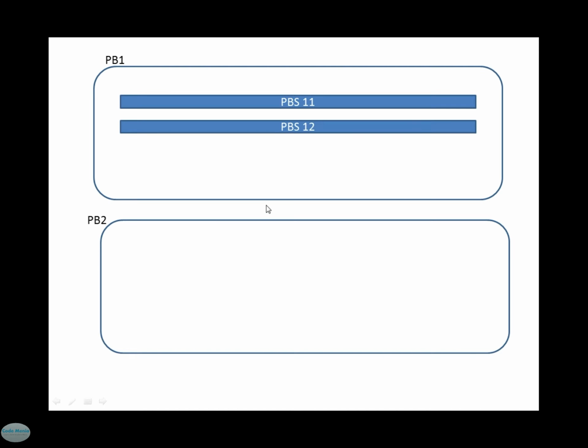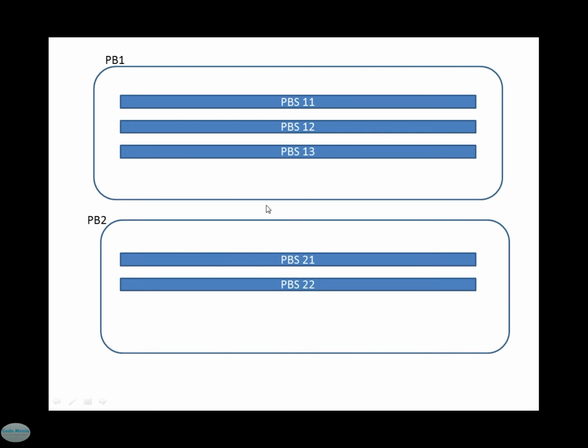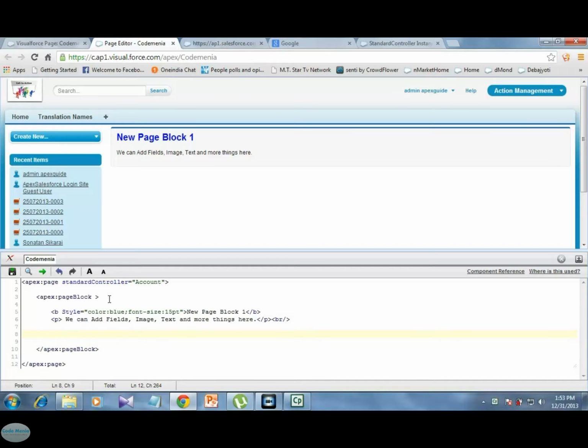Now we are going to discuss the page block section. Page block sections are the same as page layout sections. If PB1 and PB2 are page blocks, then PBS11, PBS12, PBS21, and PBS22 are like page block sections. A page block section may contain multiple fields, which may be custom or standard. Here is an example of how to use a page block section and how to add fields in a page block section.